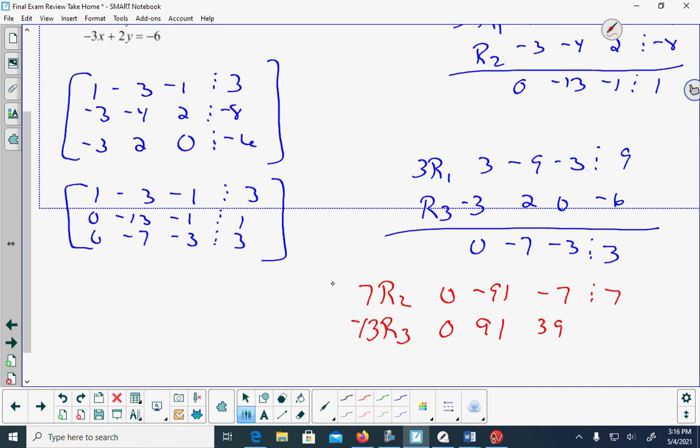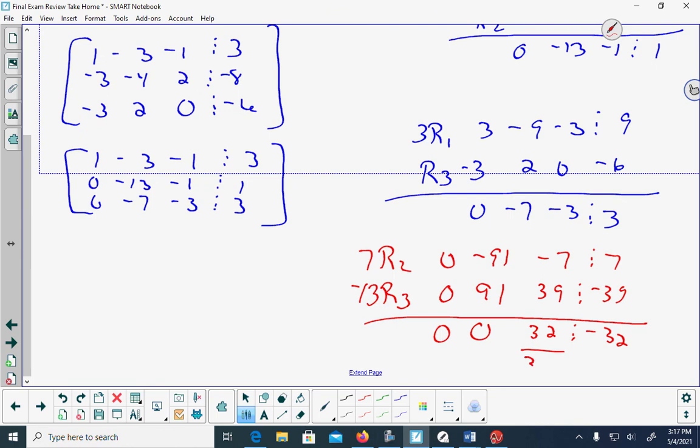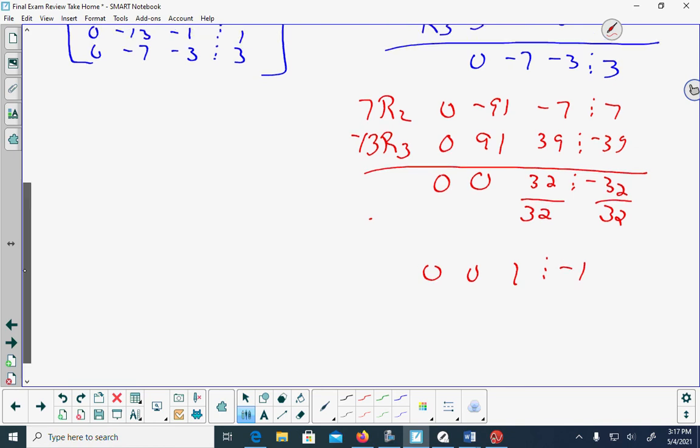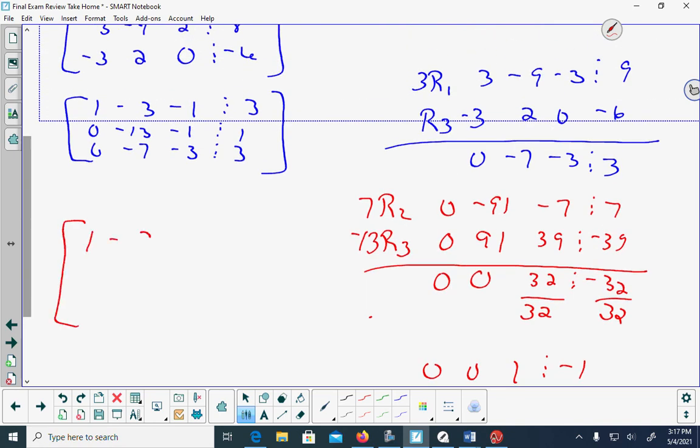39 and negative 39. And when I do that, I'll have 0, 0, and then when I add those, I'll get 32. And when I add those two, I get negative 32. And so at this point, I'm going to find it helpful to divide by 32. And I'm going to have 0, 0, 1, negative 1. So right now what I have is 1, negative 3, negative 1, 3, 0, negative 13, negative 1, 1, 0, 0, 1, negative 1.